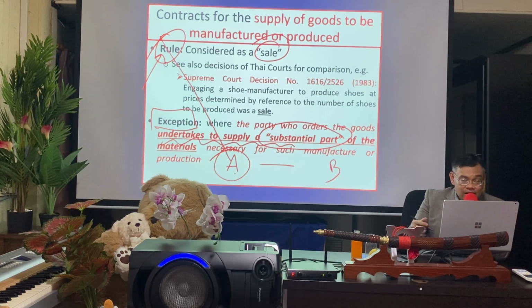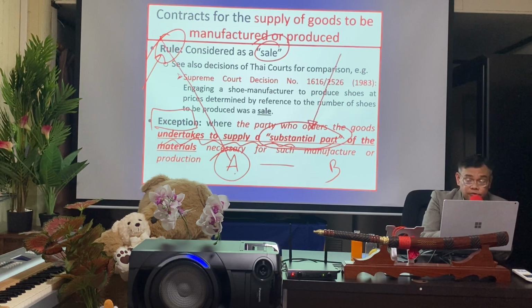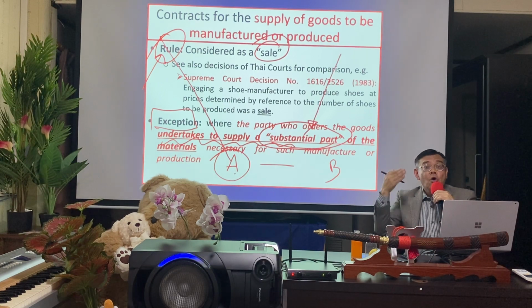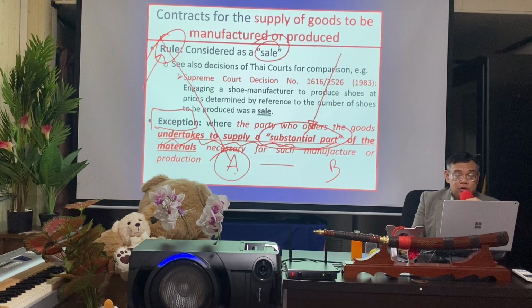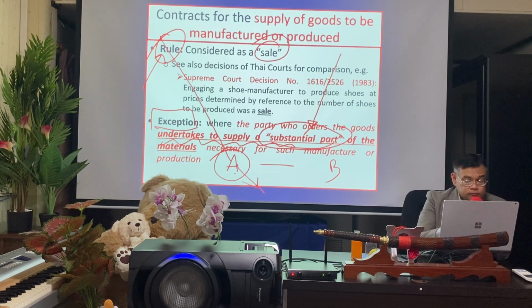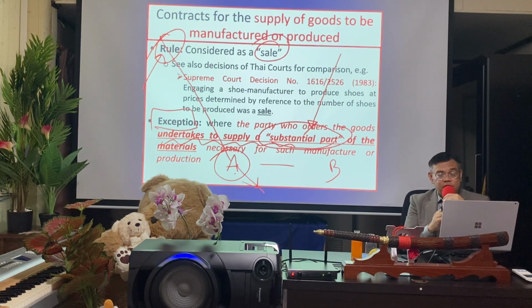Let's suppose that A undertakes to supply a substantial part of the materials. So a substantial part of the materials which are necessary for producing these goods are from A. In this case, it will not be considered as a sale.